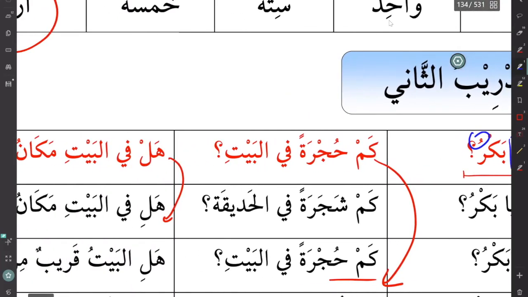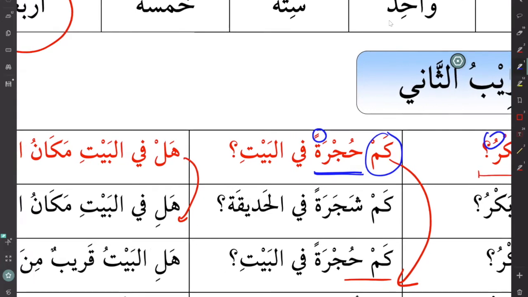And here's another rule we learned, that after kam, when you're asking about how many or how much, then after kam, we have to put what? We have to put fatha, okay? Kam hujratan. And we also know the famous rule, after a preposition, we need to put kasra, fil bayti.